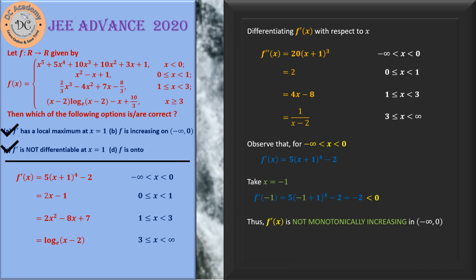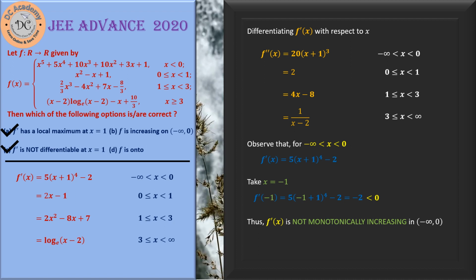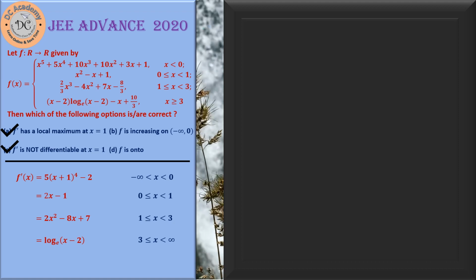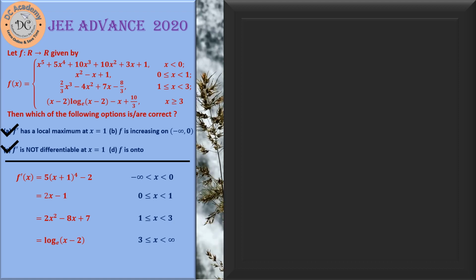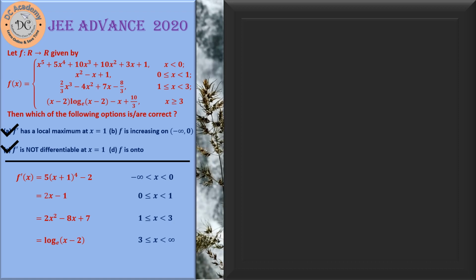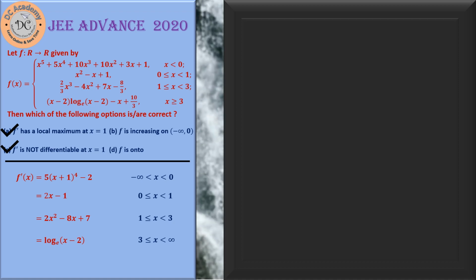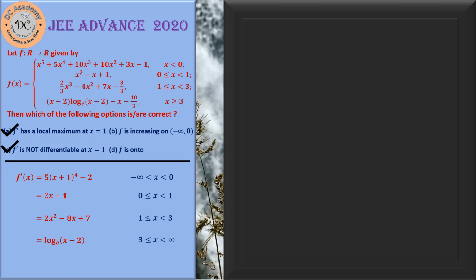Now we need to find out or test the last option, which is onto. Test the ontoness. We can find out by the normal approach that range and domain of the function are equal. That's it. Let's go ahead. If range and domain are equal, then it will be an onto function.